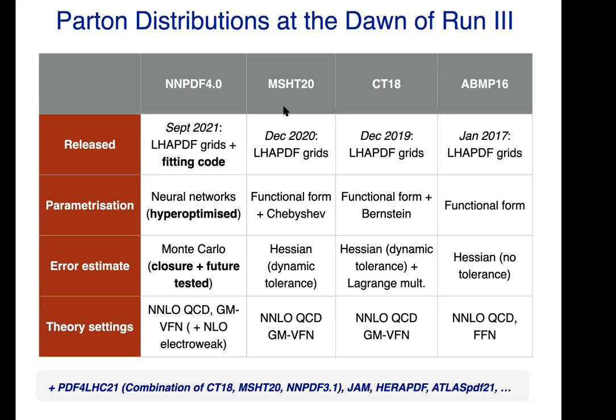And in addition to the individual sets, there are also combinations. We've learned from previous experience that sometimes in experimental analysis, it makes sense to pre-combine the PDFs beforehand and then use this combination in the analysis of the data, because this facilitates, for example, the evaluation of the PDF errors if there is a single PDF set. So in March this year, we released the PDF4LHC21 combination, which is the official combination which we recommend to be used for many Run 3 analyses.